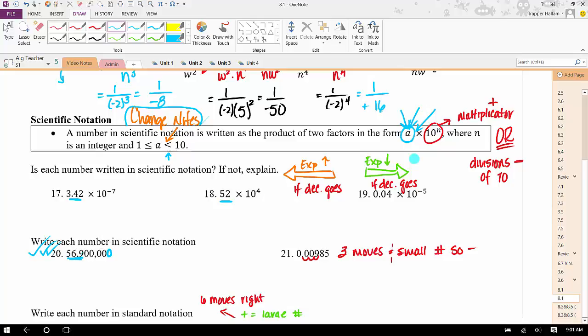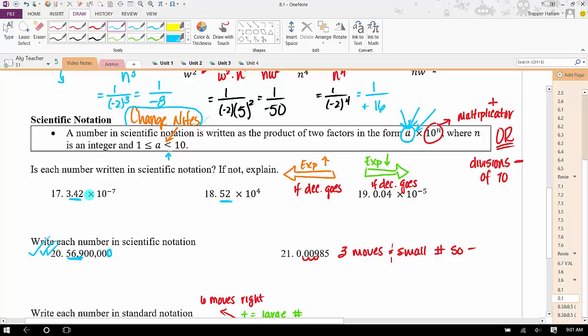So let's go ahead and attempt to do some of these here. And again, these are divisions of 10 or multiplications of 10 is what we're doing. So that's why it's a decimal move, just to kind of go back and reiterate that. So we're multiplying by 10 or we're dividing by 10. That's why the decimal is moving to the left or the right.